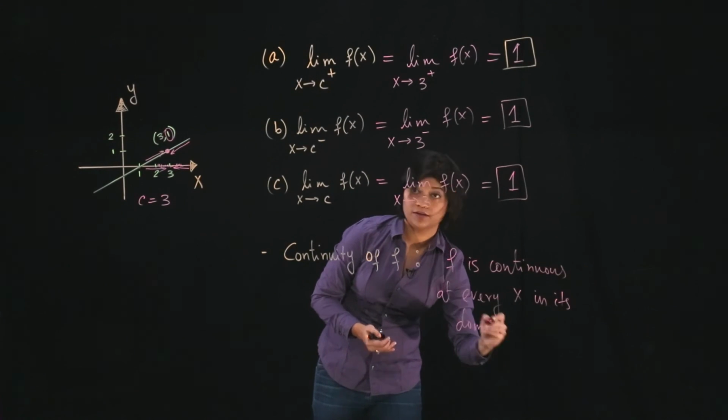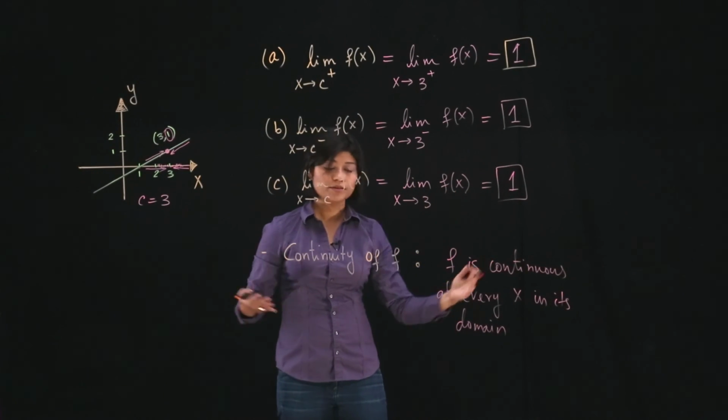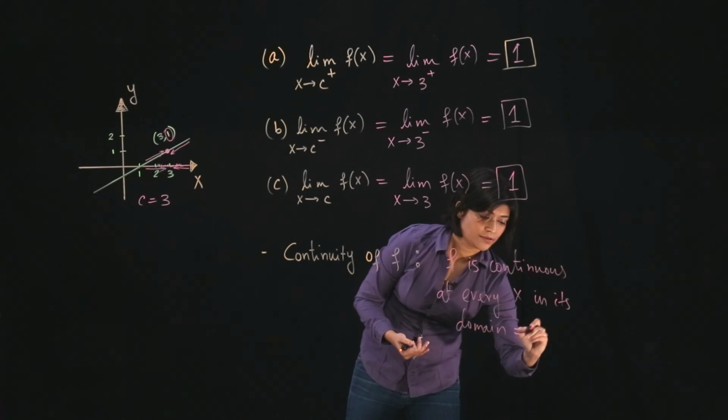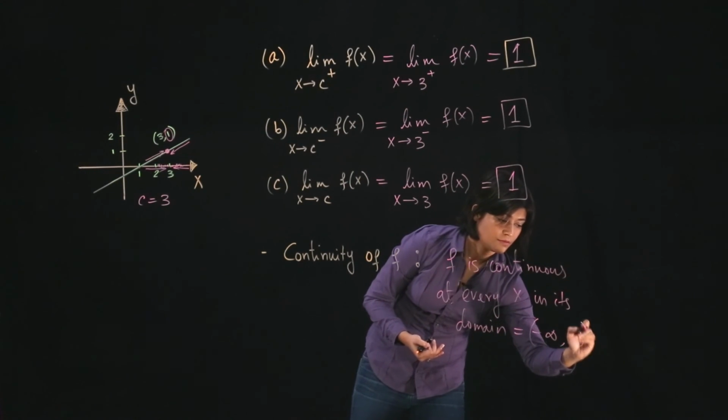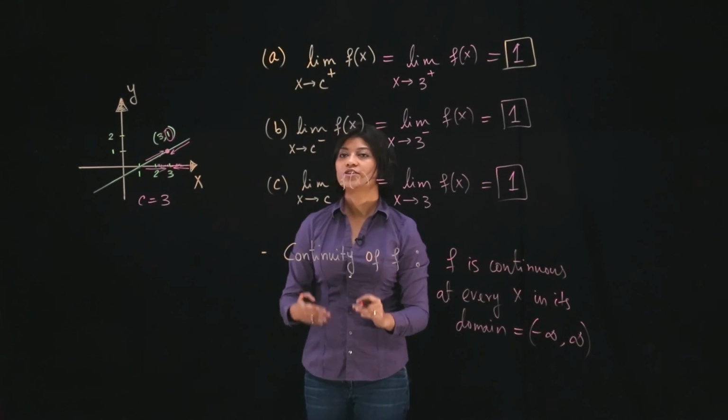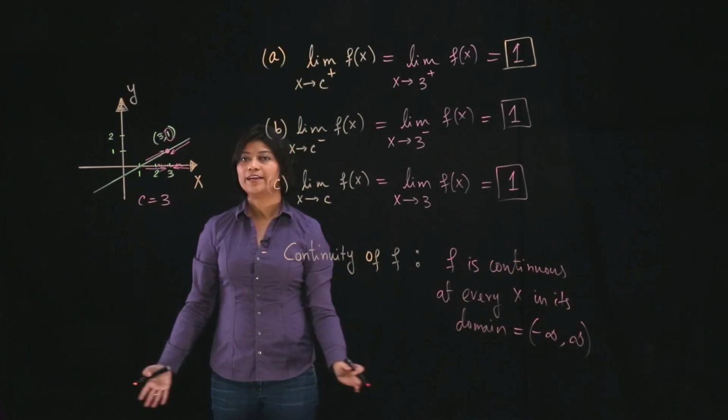And what is the domain of a line? It is every real number, the domain is all real numbers, which means this function is a continuous function for every x value.